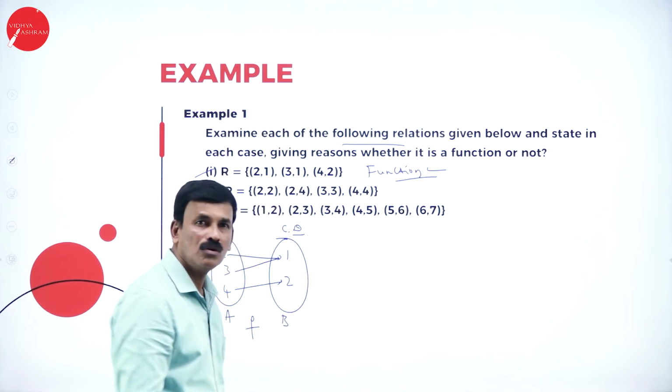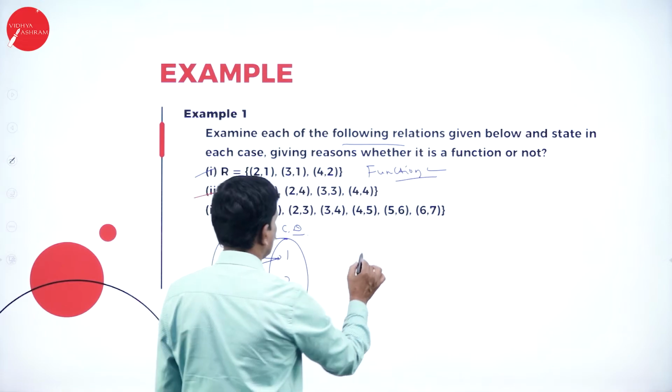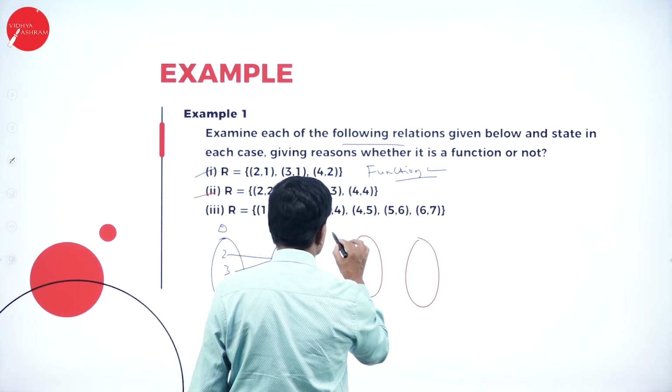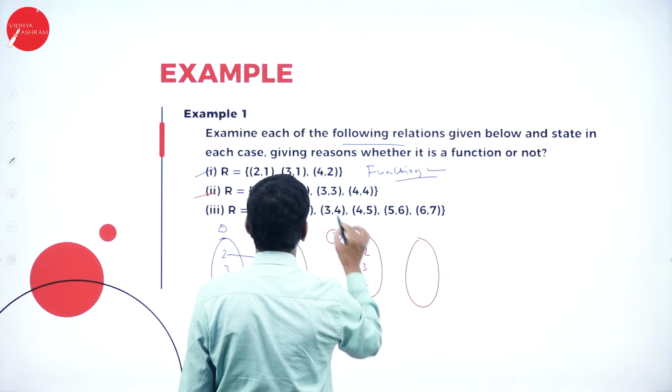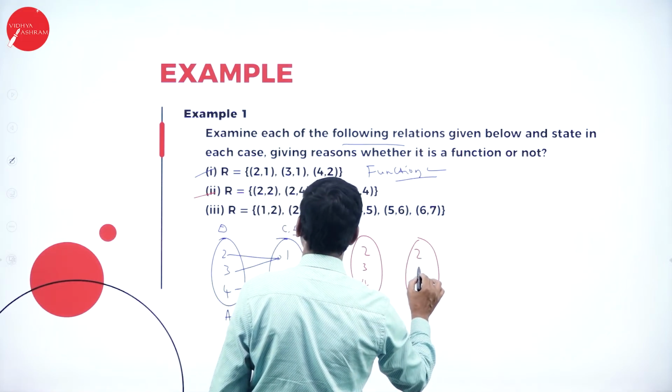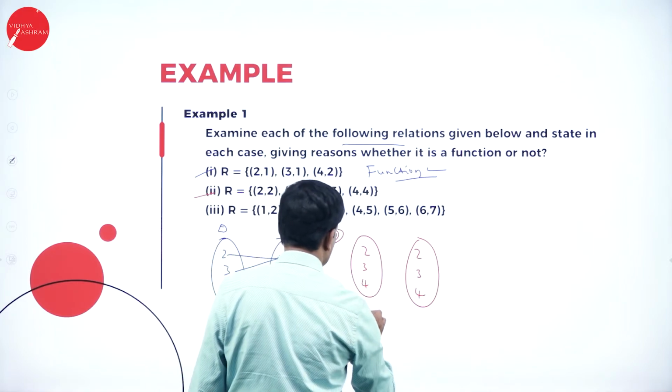Now, let us come to the second one. R is equal to, what are the elements of R? Let us come to the second example. First elements are 2, 3 and 4. Second elements are 2, again 2 we have, 3 we have, 4. So, this is A and B.